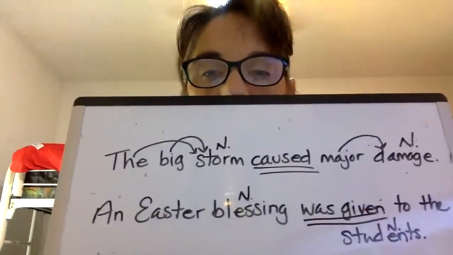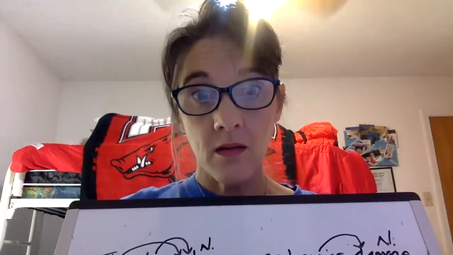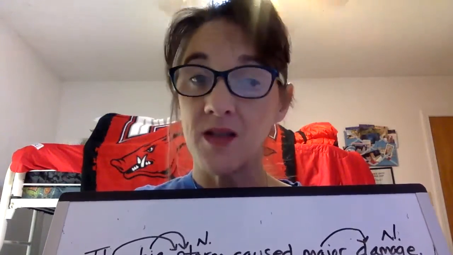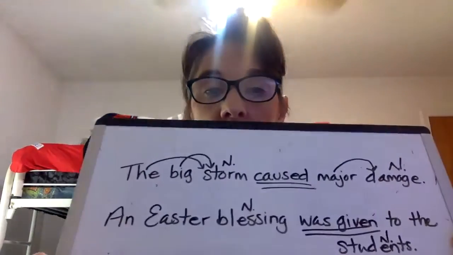So in this, blessing is a noun. Sometimes it's a verb, but not in this sentence. Was given is my verb. What was given? A blessing. So that's how I know it's a noun. Students is also a noun. Let's see what words I have left. An, remember, is an article, so it's always an adjective. That's its only job. So it is going to point to blessing.